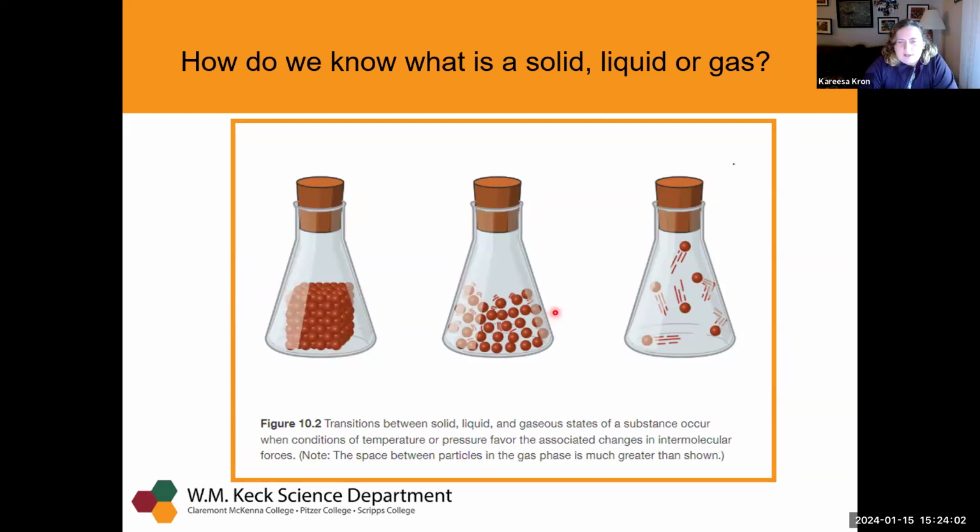Our liquid, on the other hand, is potentially this middle one where they're touching and they're filling their container, but it's not as closely packed or organized as our solid. And then over here on the right, we have our gas, which is just a couple molecules that are bouncing around in this beaker. They're not really touching each other, and they're kind of going wherever they want in the beaker. So you could hopefully label one as a solid, one as a liquid, and one as a gas, if you're told that they look like this.